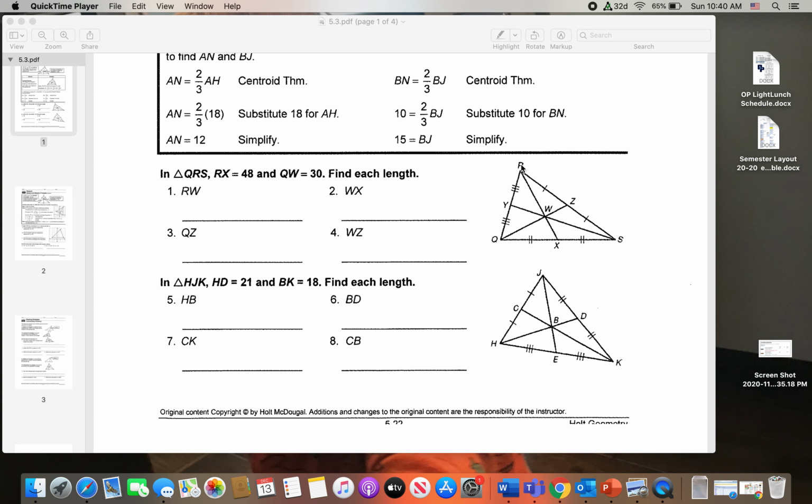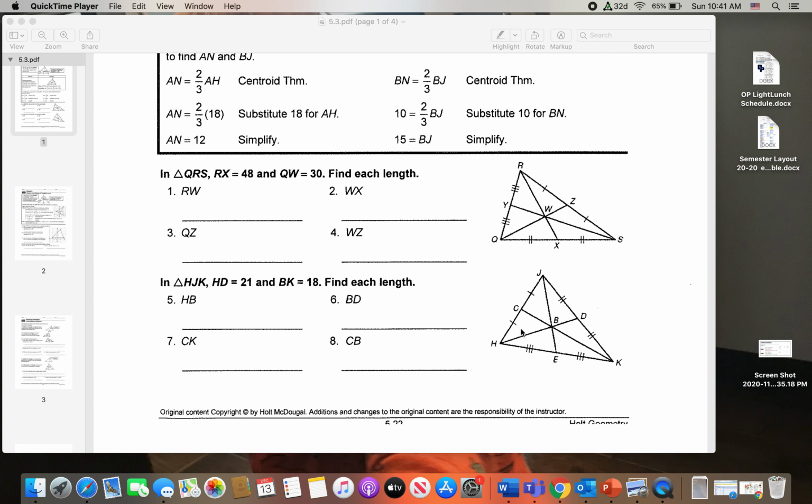Okay, on here, H to D is 21, and B to K is 18. So H to B, 21 divided by 3 is 7. This part's 7. This is double it, 14. H to B is 14, and B to D is 7. Then for C to K, we know that B to K is 18. Half of that is 9. 18 plus 9 is 27. The whole length, C to K, is 27. And C to B, 27 minus 18, is 9.